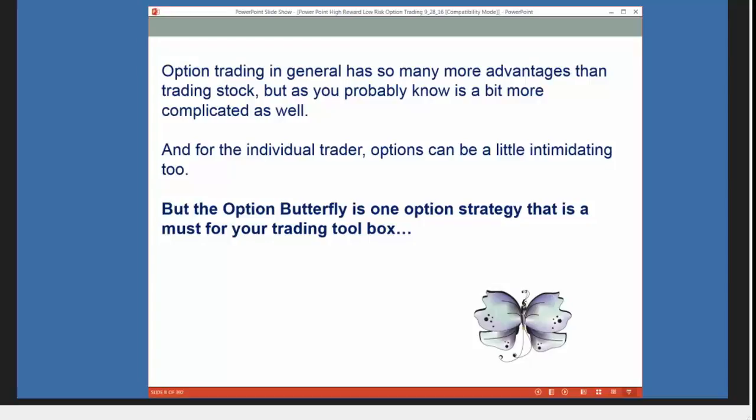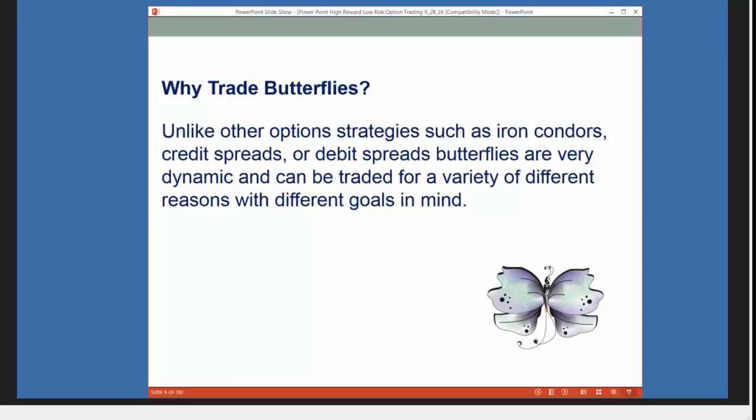And for the individual trader, options can also be a little intimidating. But the option butterfly is one strategy that is really a must for your trading toolbox, and you'll see why tonight. Now, unlike other strategies such as iron condors, credit spreads, or debit spreads, the butterflies are very dynamic and can be traded in a variety of different ways for different reasons and different trading goals in mind.